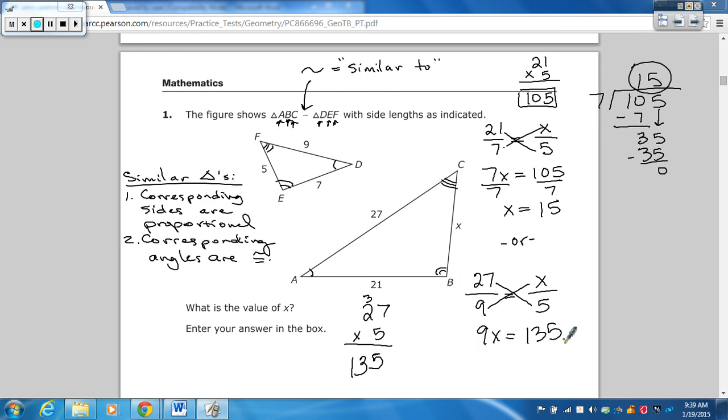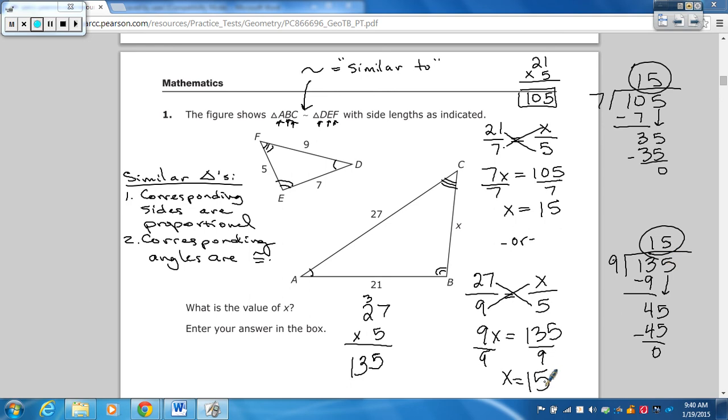Okay, and then I have to divide both sides by 9. Does 9 go into 1? No, it does not. 9 go into 13. It does one time. So 9 times 1 is 9. I subtract that to get the difference. I get 4. And then the 5 is going to come straight down. Does 9 go into 45? It does 5 times. 9 times 5 is 45. There is no remainder left over. So my answer again is going to be 15.